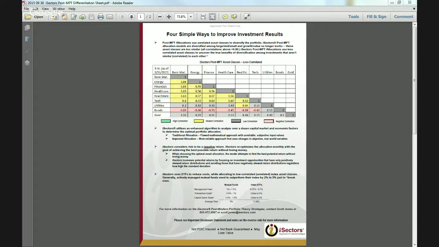Today, he is describing to you how to present our 4 simple ways to improve investment results brochure to clients and prospects. The main presentation will be 10 minutes in length, followed by a question and answer period after the presentation. If you have a question, please type it into the box at the bottom right-hand side of the screen. With no further ado, I will now give you Scott Jones.